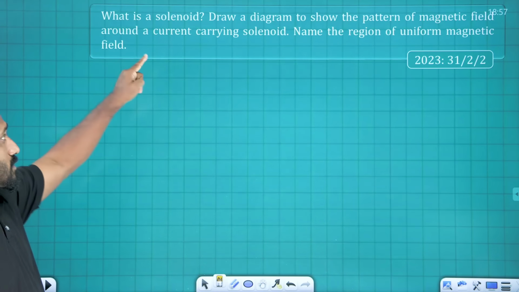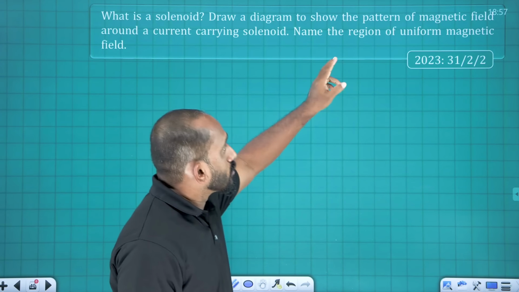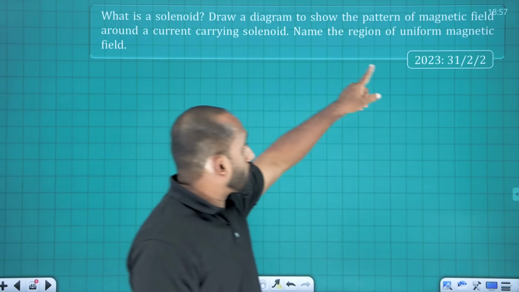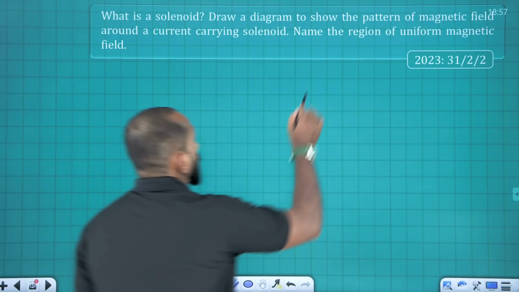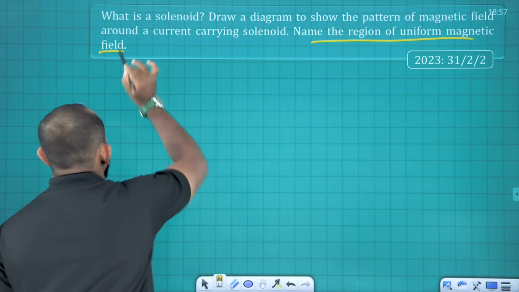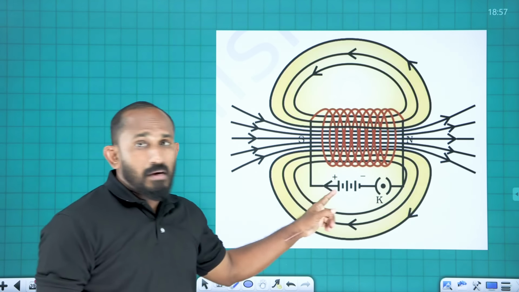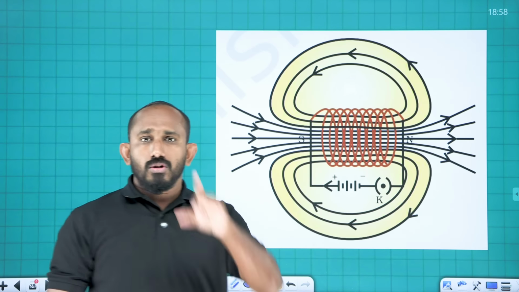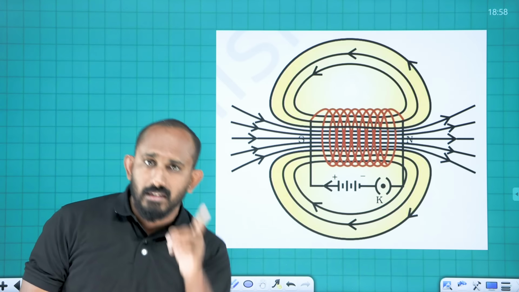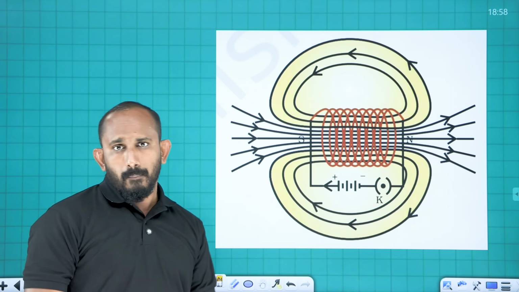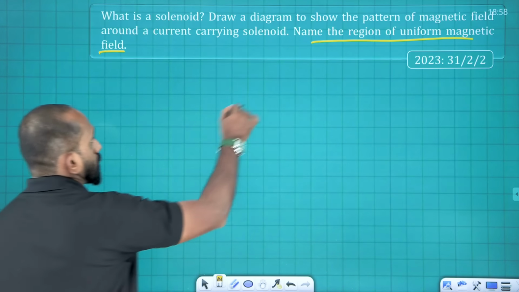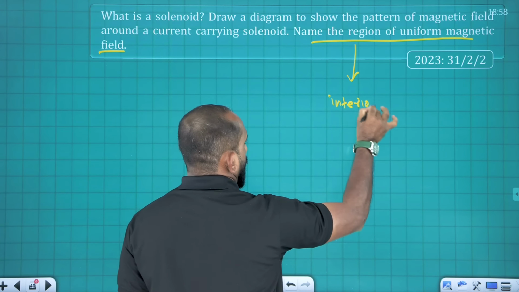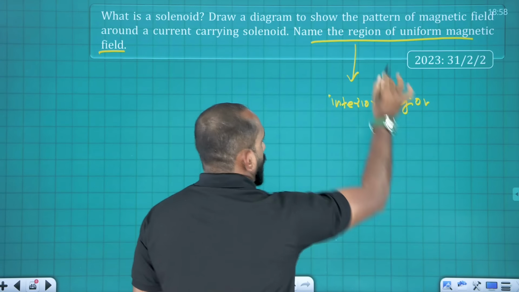Next question, see, what is a solenoid? Draw a diagram to show the pattern of magnetic field around a current carrying solenoid. Fine. Name the region of the uniform magnetic field. See, this is an add-up. So here in this figure, the uniform magnetic field is in the interior region of the solenoid. Parallel lines are there. So the magnetic field inside the solenoid is uniform. Interior region it is. See, one add-up there.